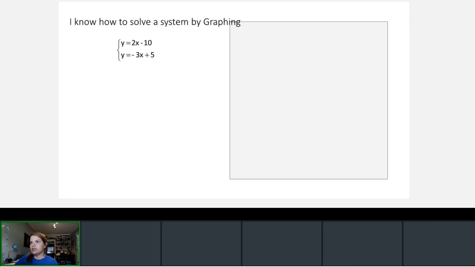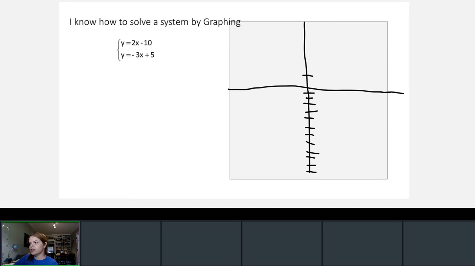Okay, so what we're going to do here is go ahead and solve a system by graphing. So I'm going to draw myself a coordinate plane. And this one, we're really lucky because it is already in slope-intercept form. So we don't even have to get y by itself, which is awesome. So we're going to go ahead and start graphing. I am going to graph the top line in red and the bottom line in blue.